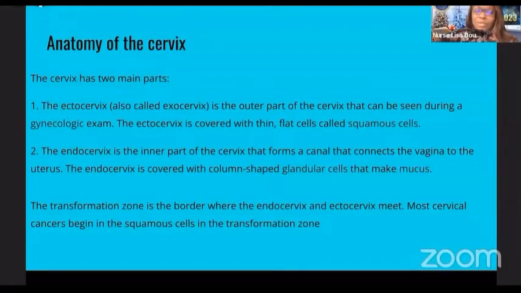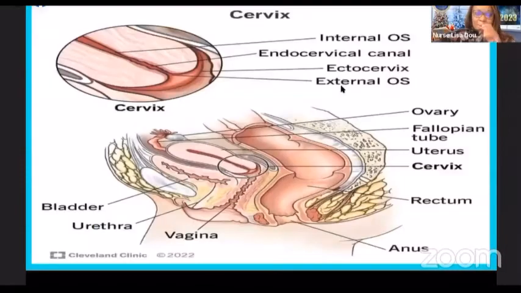The transformation zone is the border where the endocervix and the ectocervix meet. Most cervical cancers begin in the squamous cells in the transformation zone. So this is where most cancers are diagnosed. And this is what the cervix looks like. This here is really the cervix. So it's right here, if you can see where my cursor is moving. This is the canal that I spoke about in the internal area.